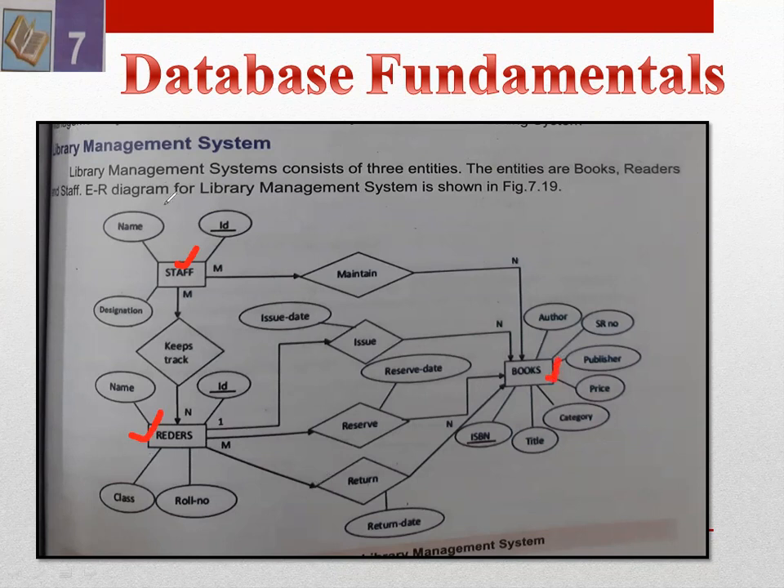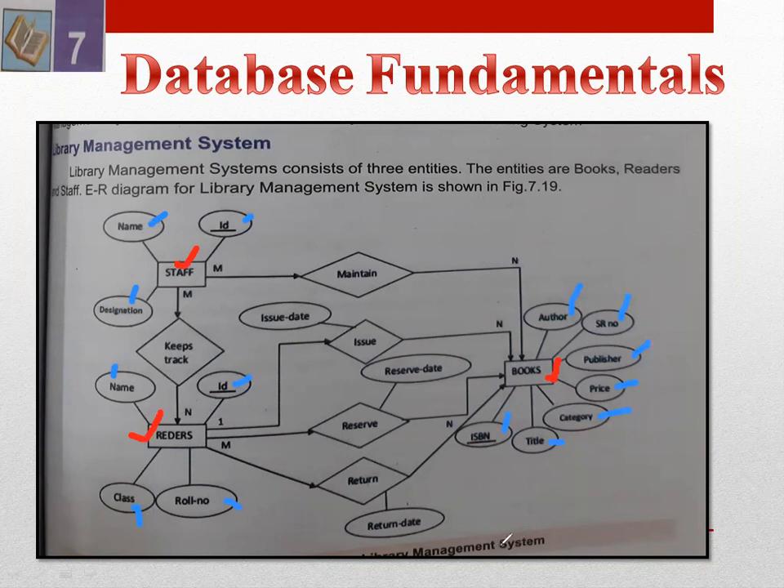And here we have attributes, the name and ID, these are attributes of staff. Here you can view the reader entity. On the reader entity we have the attributes name, ID, roll number, and class. And in the books we have the attributes ISBN number, title, category, price, publisher, serial number, author. So we have three main entities with attributes that we can represent, as you can view on your screen.